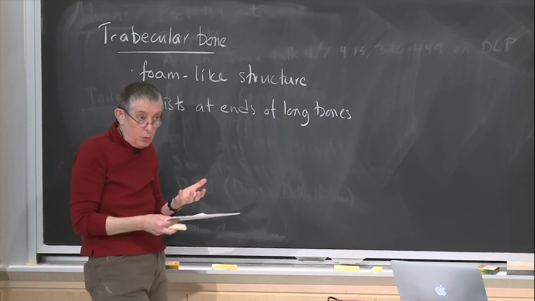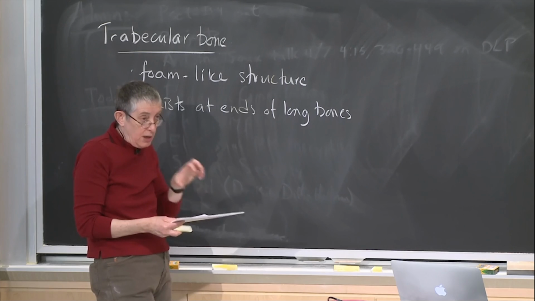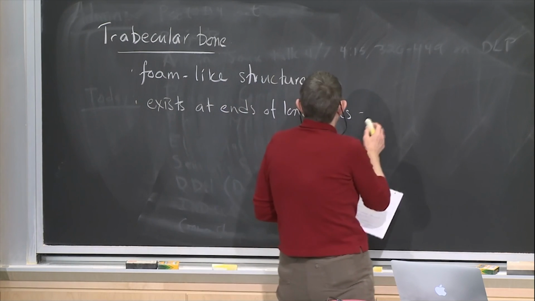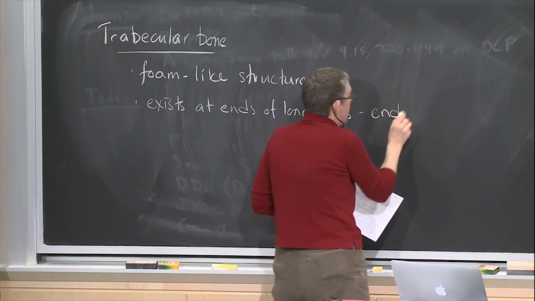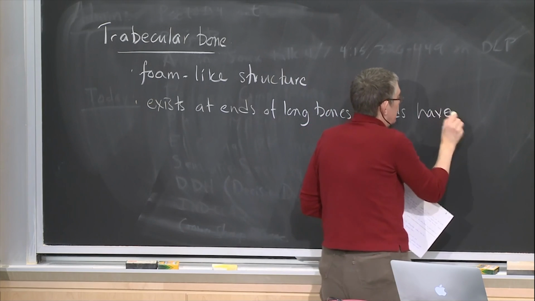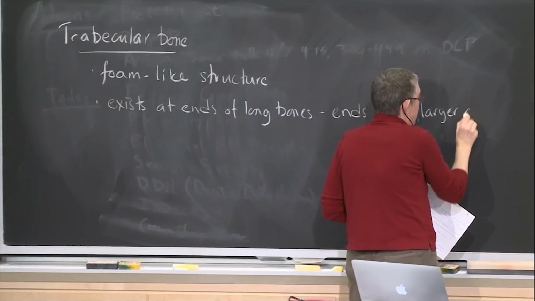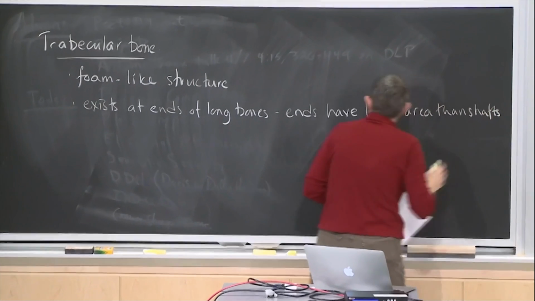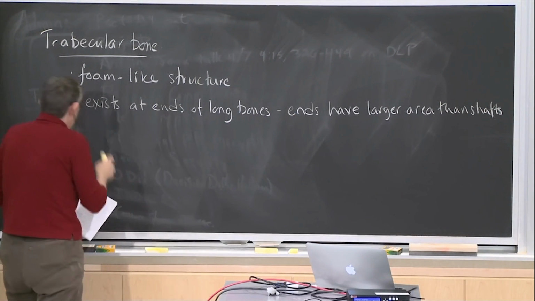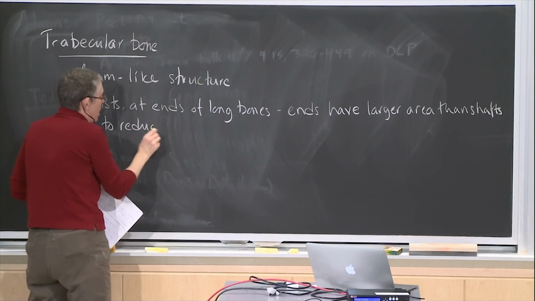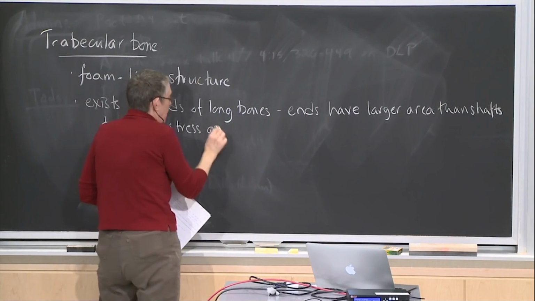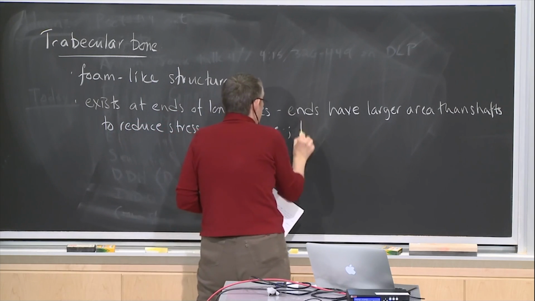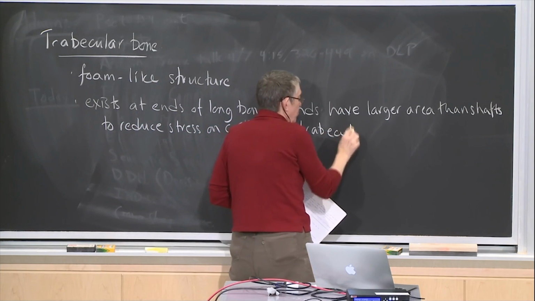And then by having the trabecular bone, because it's so porous and lightweight, you're not having a big dense hunk of bone at the end of the long bones. Okay, so it exists at the ends of the long bones. And I'll just say the ends have a larger area than the shafts. And that's to distribute the loads on the cartilage, or to reduce the stress on the cartilage. And then the trabecular bone reduces the weight.